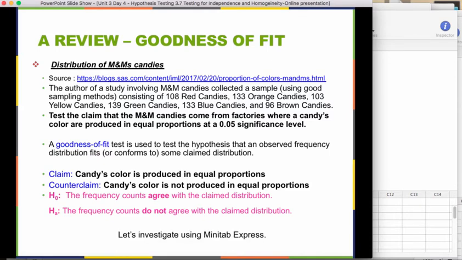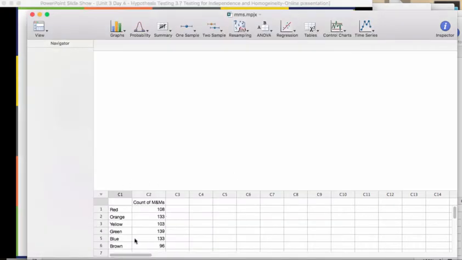So we're going to investigate using Minitab Express. We've now stated our claim or counterclaim, our null hypothesis and alternate hypothesis. From that, we're now going to make a sketch of the graph. We'll use software to assist with this as well. Okay, the data is already entered.